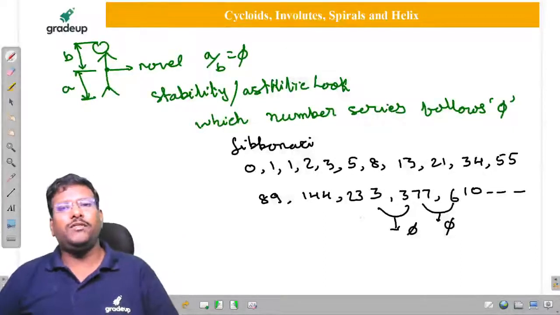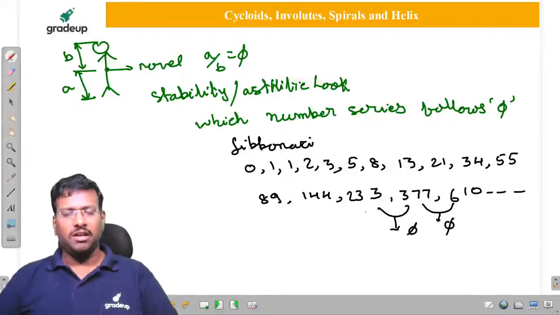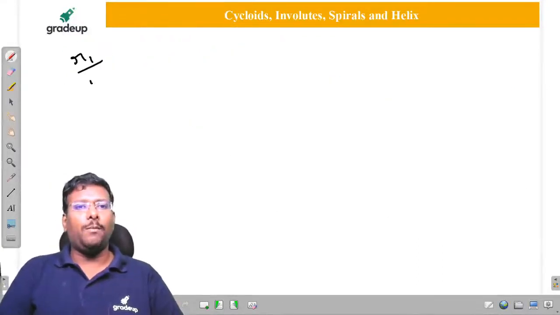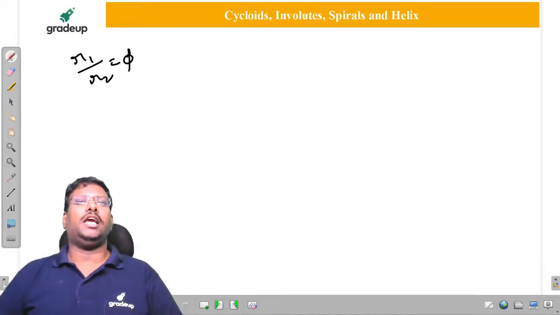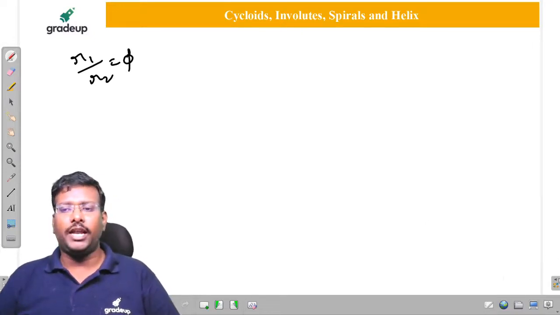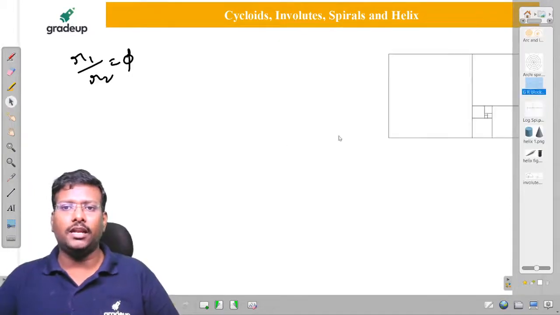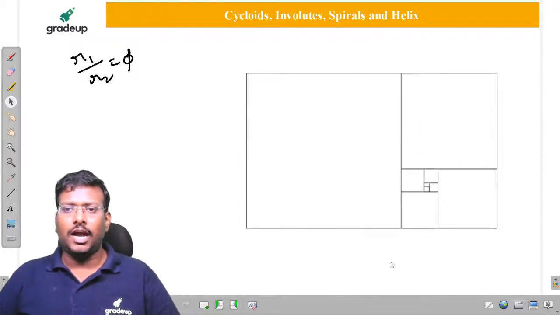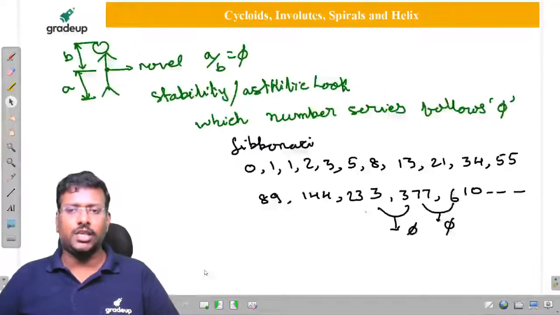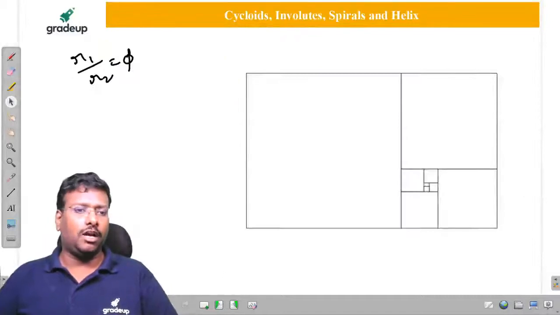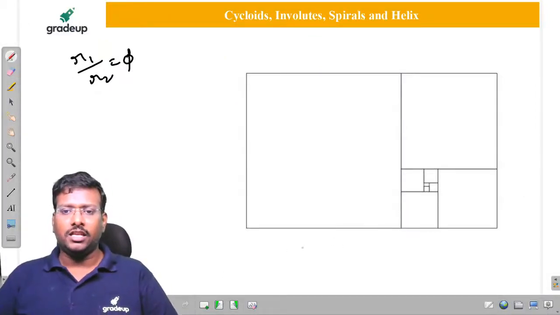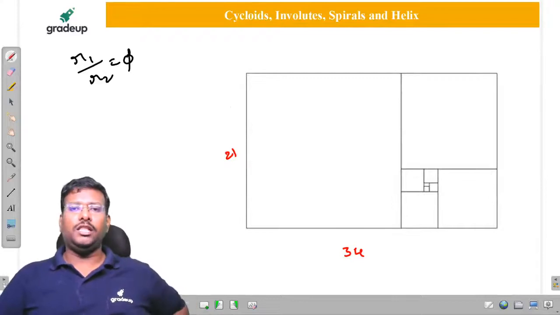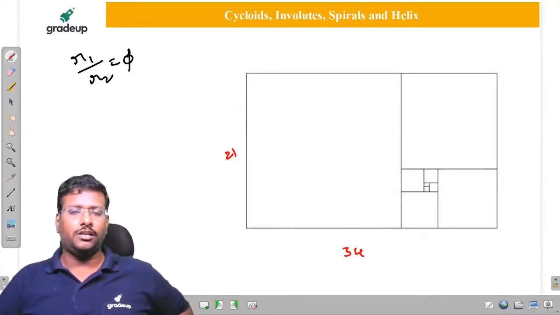Sir, what is the relation between the golden ratio and the golden spiral? Very simple. If R1 by R2 is equal to the golden ratio, then whatever we get is called a golden spiral. Sir, how do we get it? Let us consider, for example, a rectangle with total length I am assuming as 34. And before 34, how much is it? 21. This is 21. Therefore, in this rectangle, I am going to construct a square.